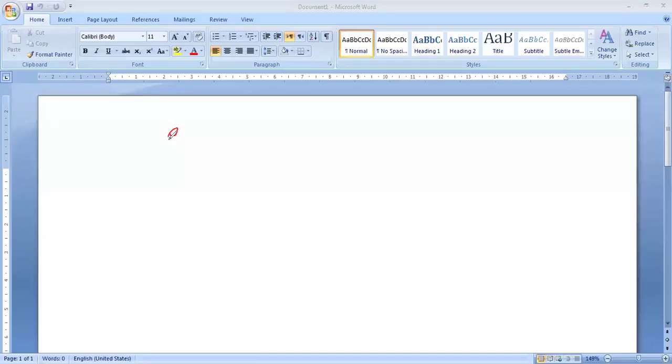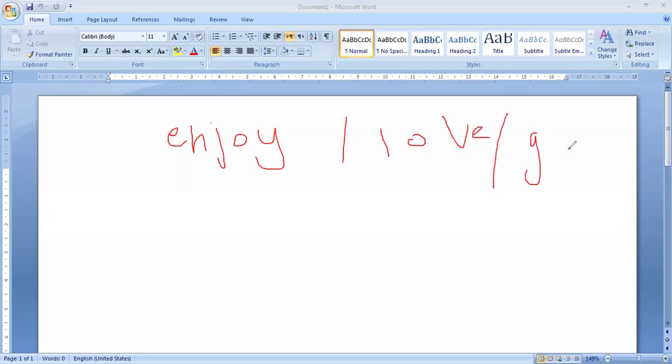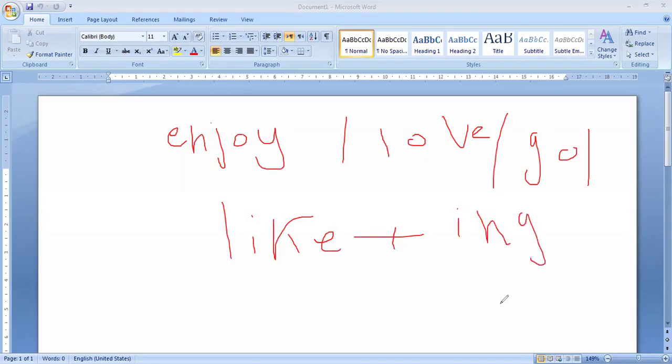We have here enjoy, love, go, and also verbs like like. All these verbs must be followed by what? Must be followed by the ing form. The ing form is called what? Called gerund. I explained this before, and I will remind you of what I told you during the lessons. Here we have the gerund.